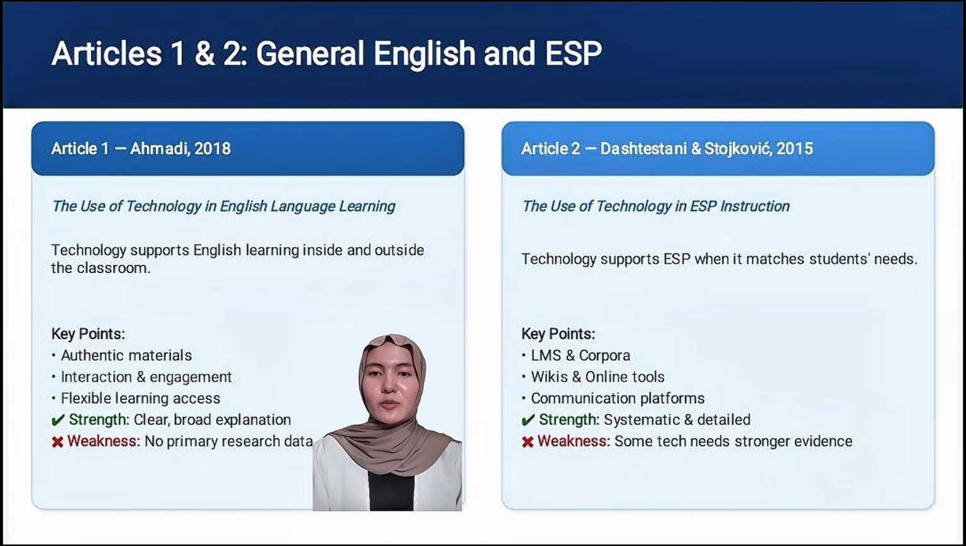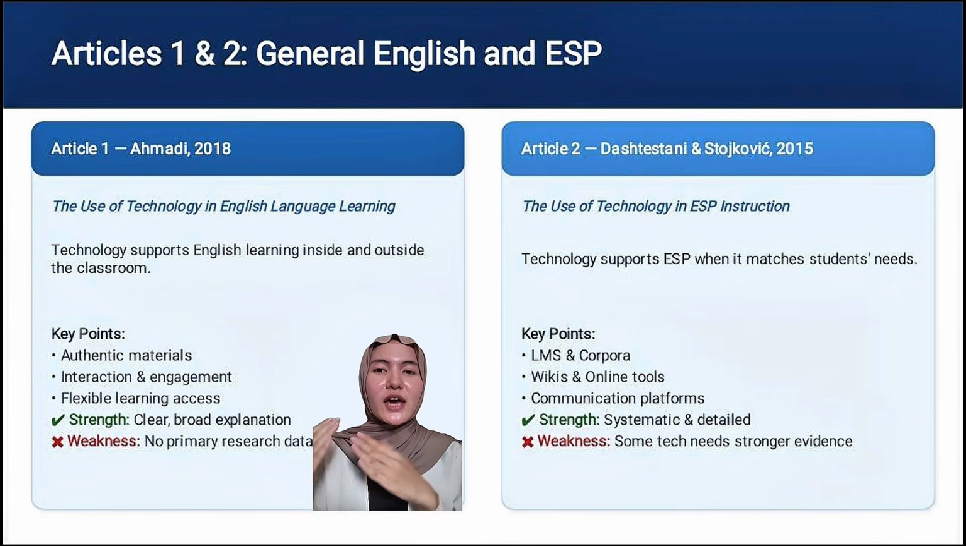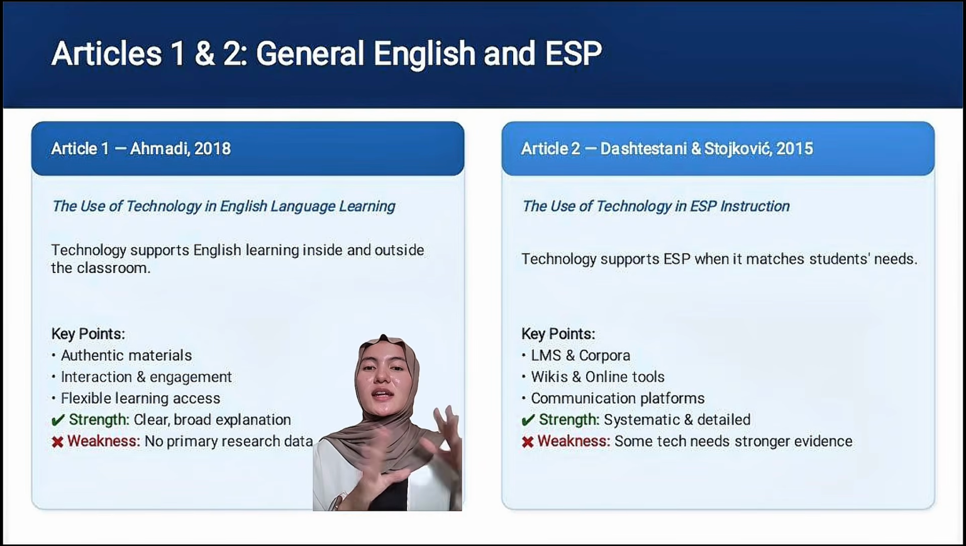And the connection between the first and second article is that both discuss technology in English learning. However, the first article focuses on general English learning, while the second article focuses on more specific English learning. So, both articles show that technology is useful, but it must match students' learning needs.